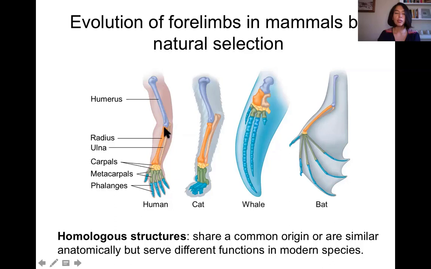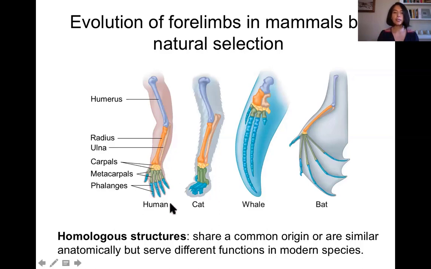So let's take a look at this one. This is the radius. And the radius in orange is present in humans, in cats, in whales, in bats. So through natural selection, these different species, remember macroevolution happens at the species level, through a series of generations, through a long period of time, natural selection has shaped these homologous structures to look different.